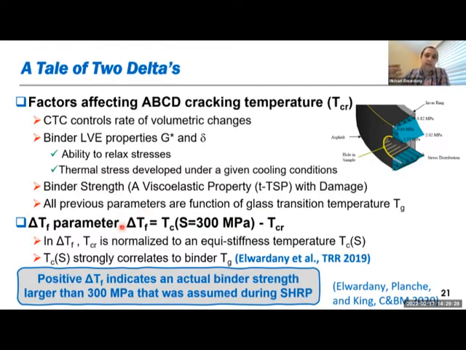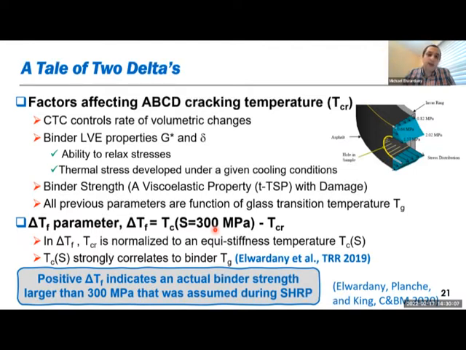So the physical meaning of delta TF, what does delta TF mean? Delta TF basically is an indication of the strength of the binder. What we mean here is that during Superpave time, because they were focused on unmodified binders, when they reach 300 megapascal, that's the limit, that's the strength of the binder, that's the assumption. And therefore the temperature at which the stiffness reaches 300 megapascal is a critical temperature based on the stiffness, because here we assume that most unmodified binders actually fail at 300 megapascal.